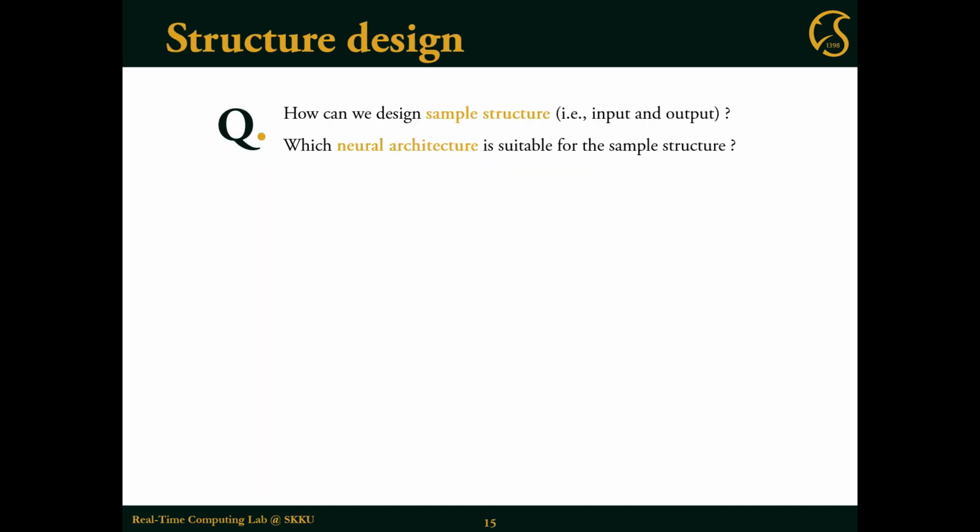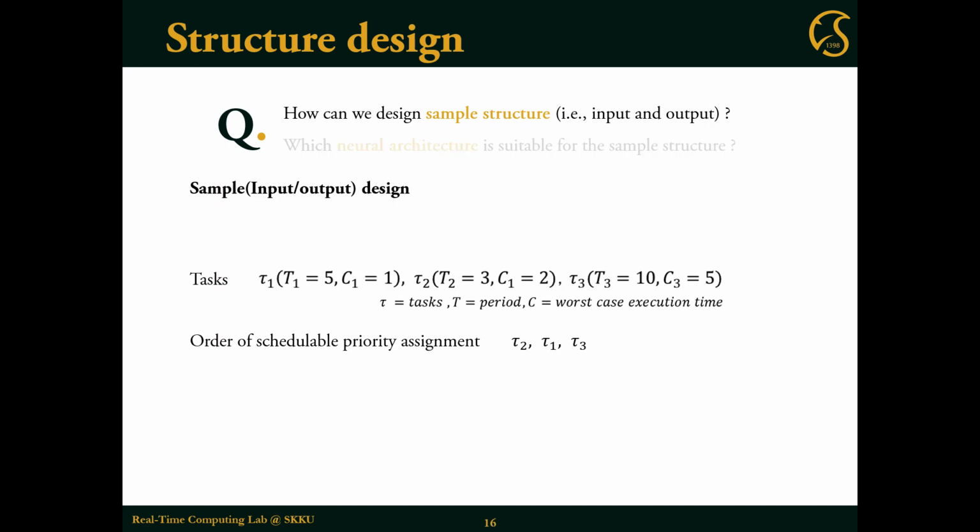Let's talk about the structure design of this PAL framework. How can we design the input and output, and which neural architecture among so many should we choose for this framework? Here we have an example task set, which holds 3 tasks, tau 1, 2, and 3. Each task has task parameters T and C, which are the period and the worst case execution time of the task. These 3 tasks become schedulable when the order of the schedulable priority assignment is tau 2, tau 1, and tau 3. We focus on making the input and output intuitive.